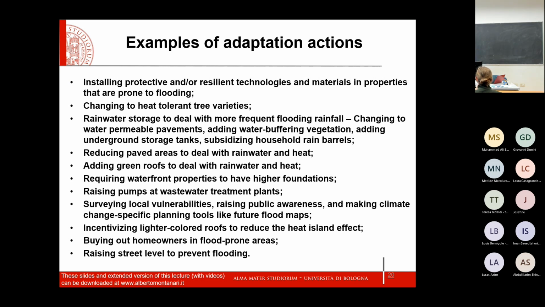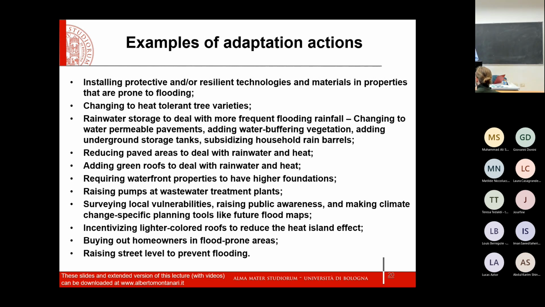Changing to water permeable pavements, and we discussed it in the morning, adding water buffering vegetation, because as it was mentioned in the presentation, if we use green roofs, urban forestry, we may get several different benefits. We reduce the heat island effect, but we also reduce the flow in the sewer system. And reducing paved areas to deal with rainwater and heat, adding green roofs, okay, it's here.